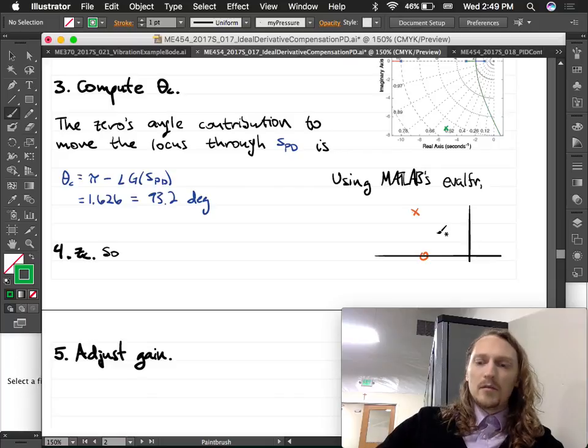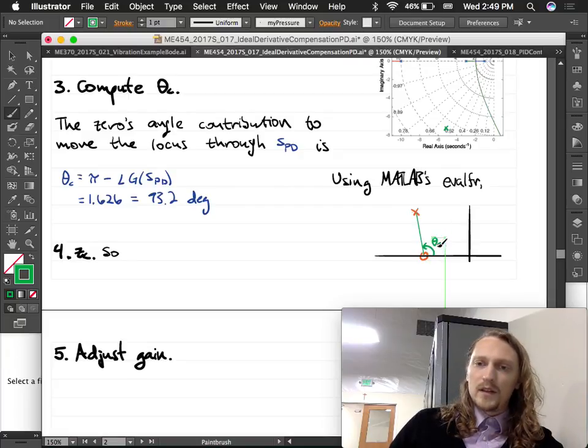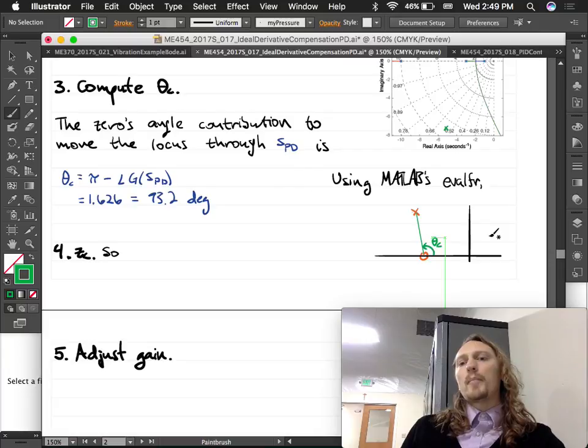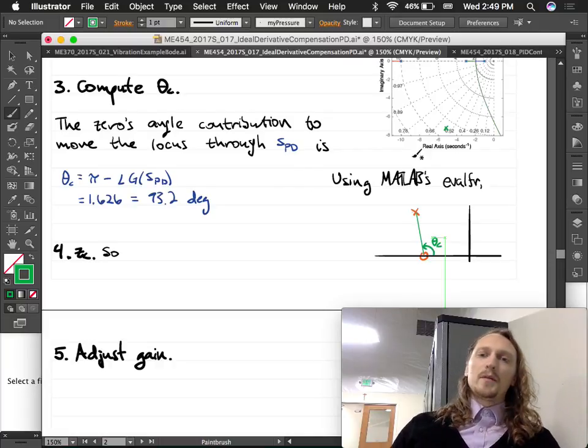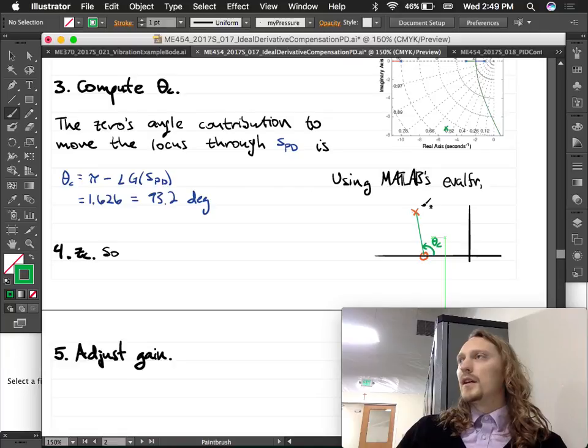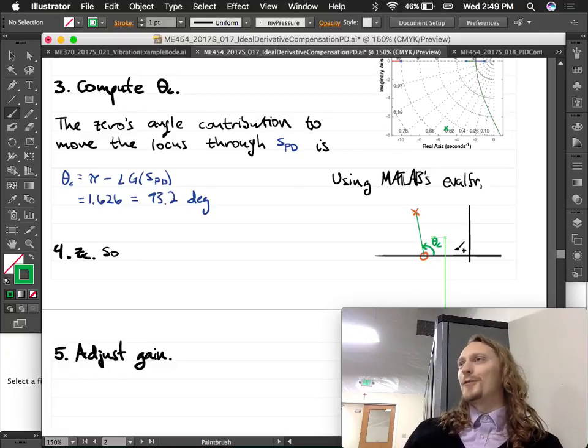So you'd want to have the angle here be theta c, okay? And we need to compute that. We know where the pole is. That's our desired pole location, right? But we don't know where this zero needs to be. We just know the angle this needs to be at. But it does fix it. We just have to do the trig to figure out where that is.